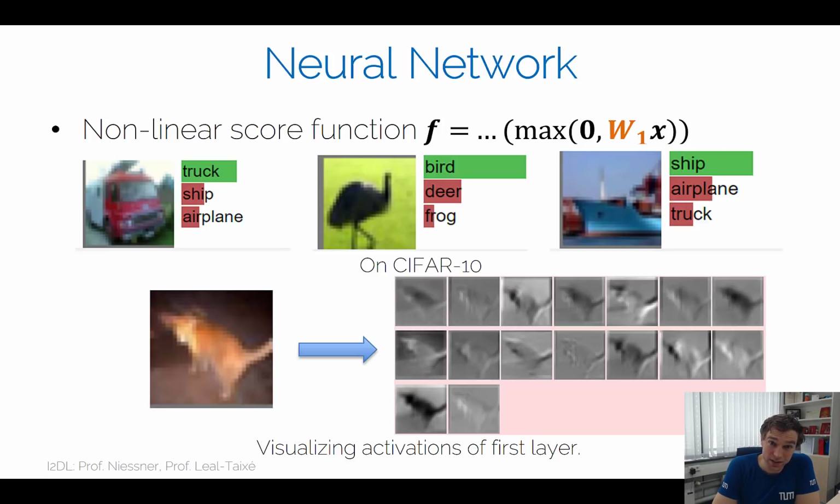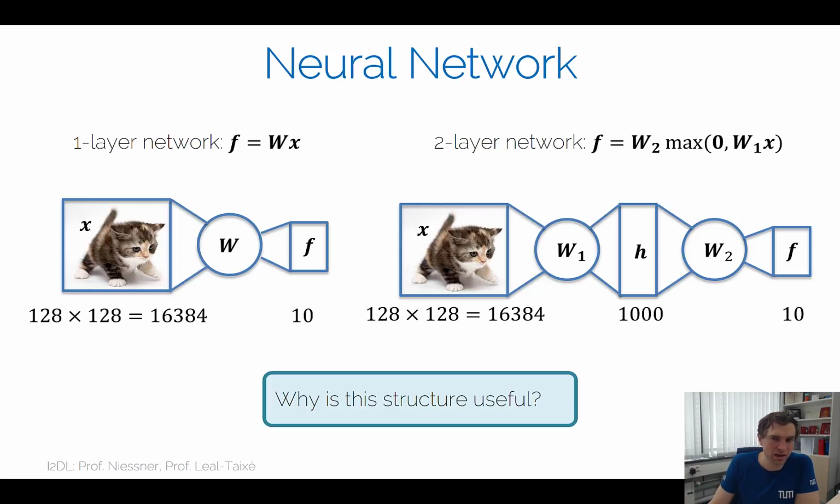Okay, so this is essentially a neural network. Now we're going to add a little bit more structure, and you will also see this more and more often when you're reading literature, where people draw neural network architectures. What we have right now is a one-layer neural network, just our linear score function: f is equal to W times x.